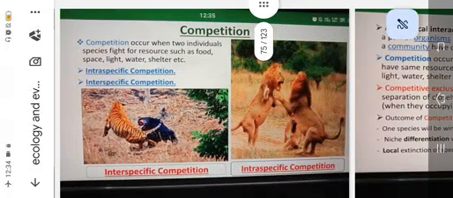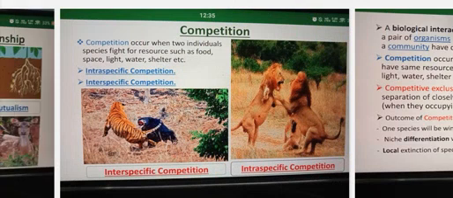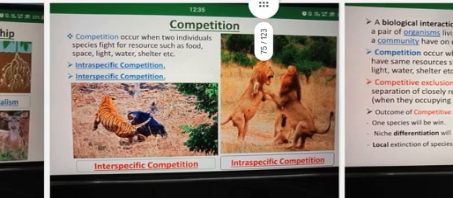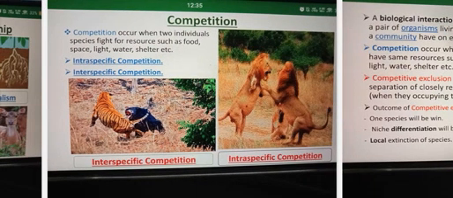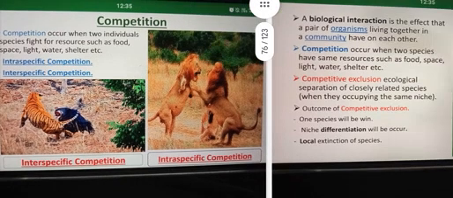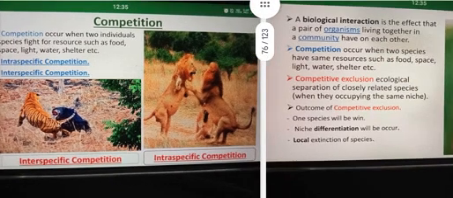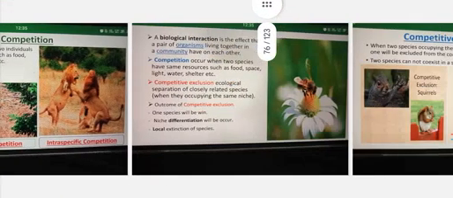Competition occurs when two individuals or species fight for resources such as food, space, light, water, shelter, etc. Interspecific competition is between species. Intraspecific competition is within a species. Interspecific competition, here we can see a tiger and a bear. Intraspecific competition, two lions. They both compete for mates or for space or for territory, whatever it is.